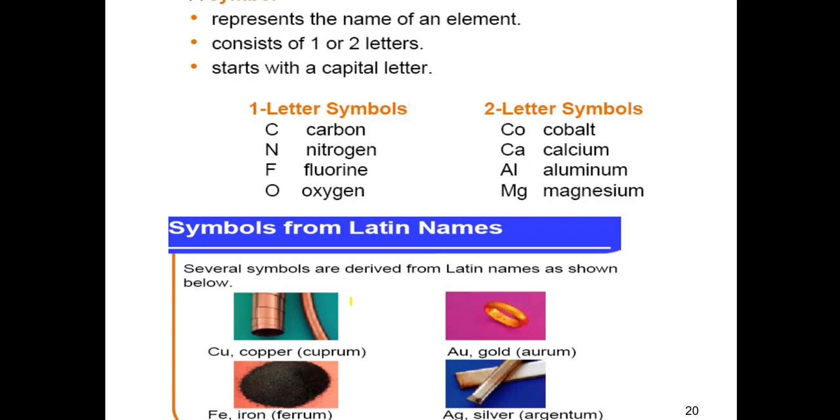So people started looking at the Latin form of the element. The Latin name for copper is cuprum. So that's where they got the u from Cu. The Latin name for sodium is natrium. And that's where they got the Na for sodium.